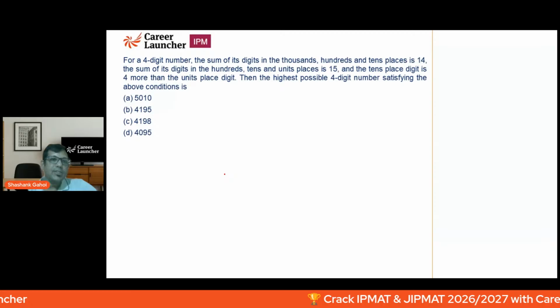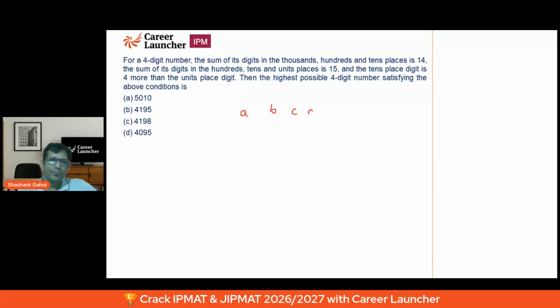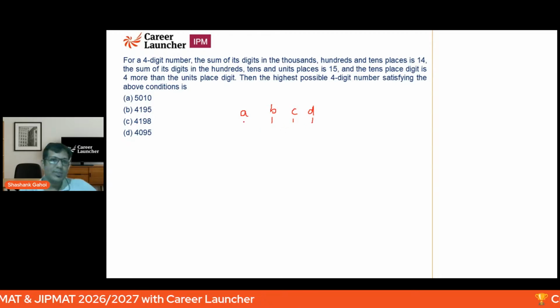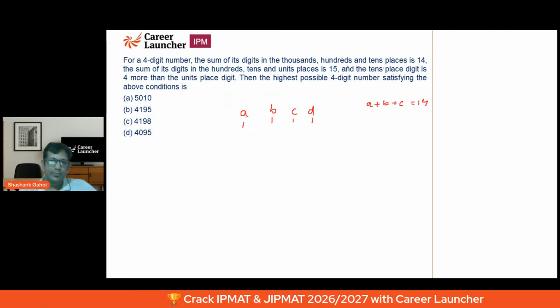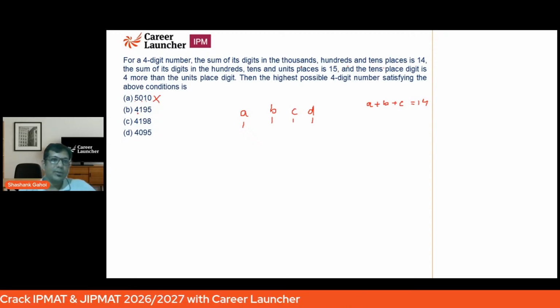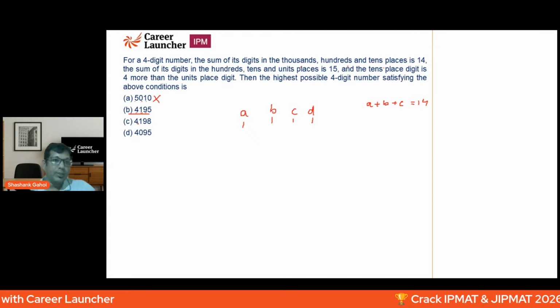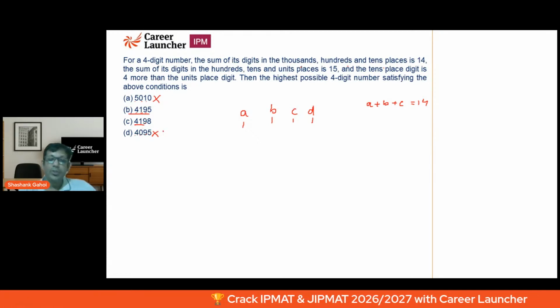So it says it is a 4-digit number. So if it is a 4-digit number, A, B, C, D. This is the unit place, tens place, hundreds place, thousands place. Matlab A plus B plus C, and that's 14. Okay. 5 plus 0 plus 1, sum is 6, rejected. 9 plus 4 plus 9. 4 plus 1 plus 9, 14. Okay. 4 plus 0 plus 9 rejected because sum is not 14.